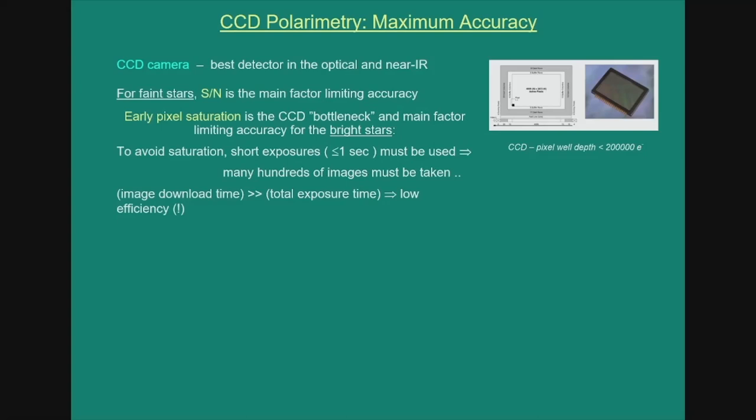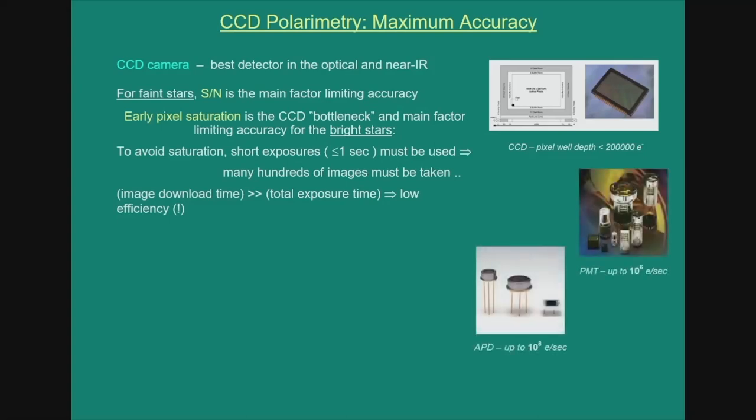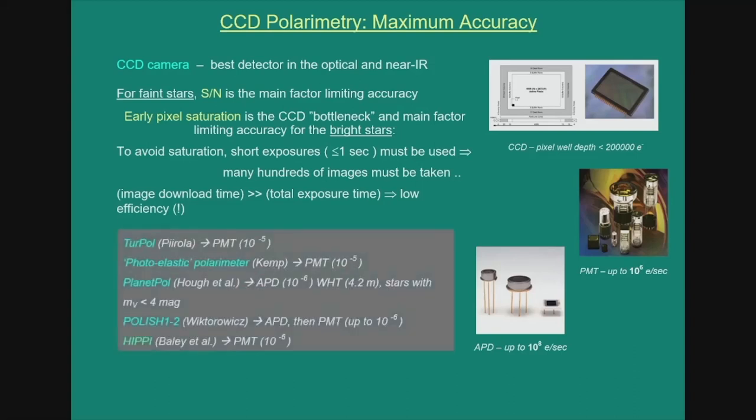Of course, there are other detectors such as PMTs, photomultiplier tubes, and APDs, avalanche photodiodes. They are much more tolerant to high fluxes. They have an instant readout. They can be used in combination with high-frequency polarization modulators such as PEMs and FLCs. And because of that, these detectors have been used for the most sensitive polarimeters.